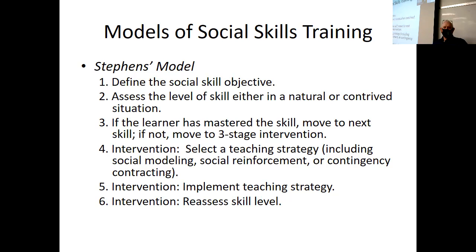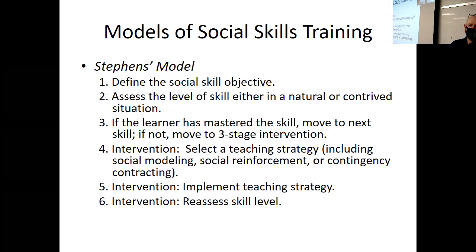So you assess the level of skill, either in a natural or contrived situation. I like natural the best because you get to see how they're going to act when they don't know anybody's even paying attention or watching. People are going to be more natural then for sure. If the learner has mastered the skill, move to the next skill. If not, move to a 3-stage intervention.